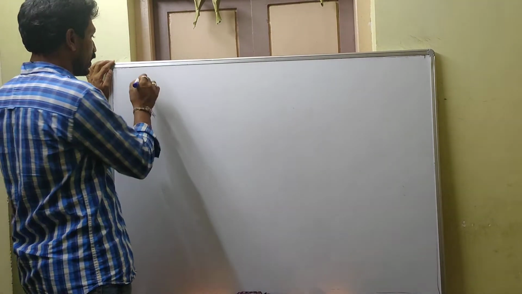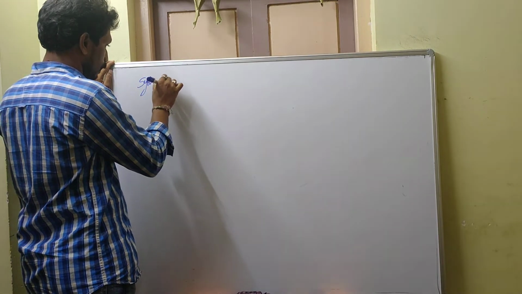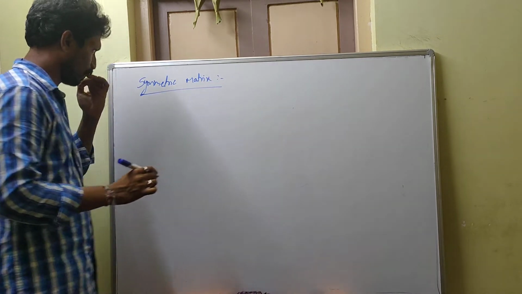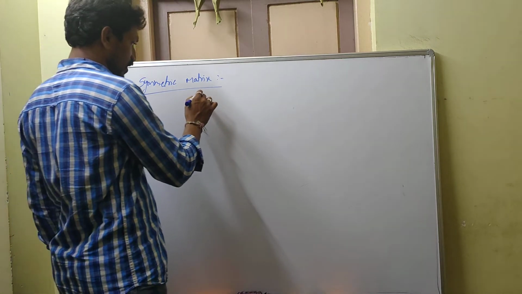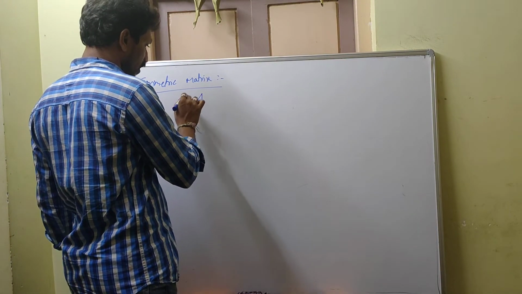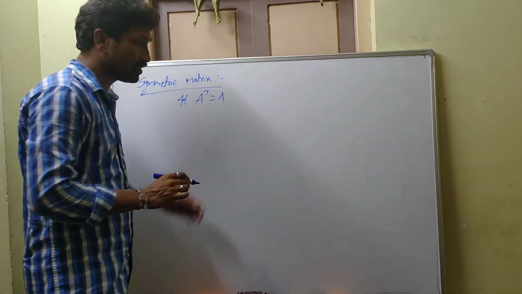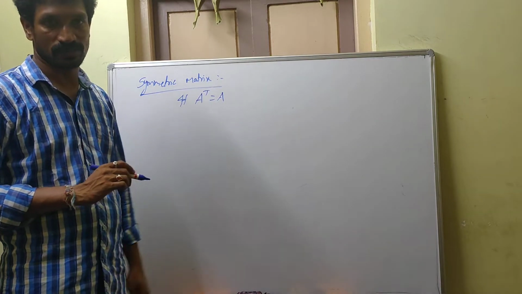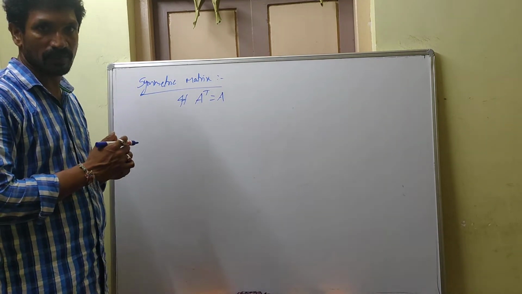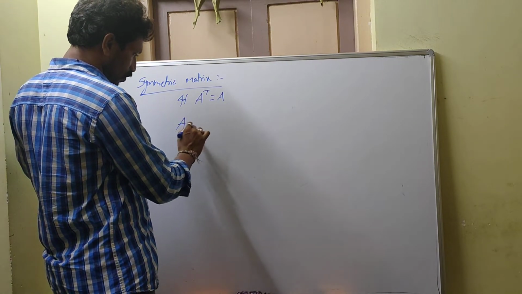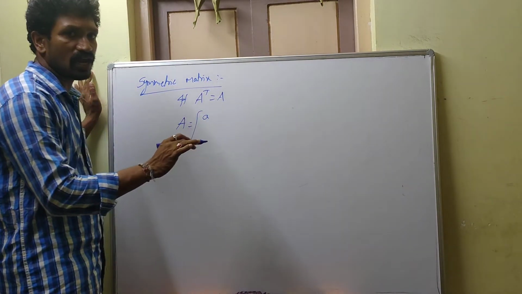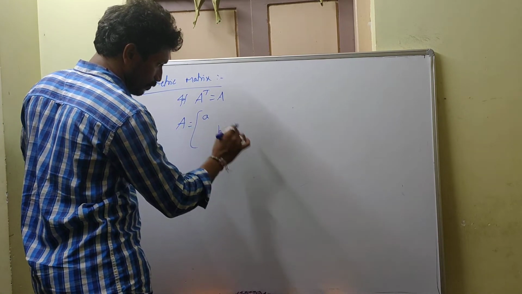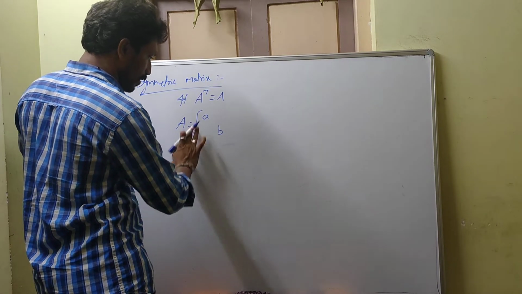Next concept is symmetric matrix. A square matrix A is said to be symmetric if A transpose is equal to A. That means if you transpose a matrix and you get the same matrix, then that matrix is called a symmetric matrix. So the general form of a symmetric matrix: take a square matrix of any order. I am taking 3 by 3 here, or otherwise you can take only a 2 by 2 matrix.